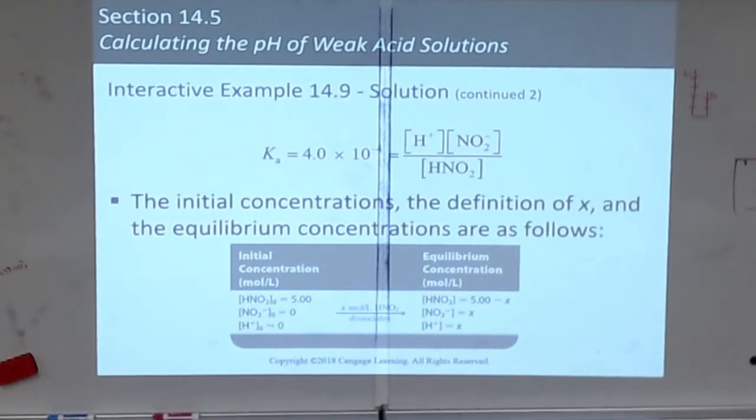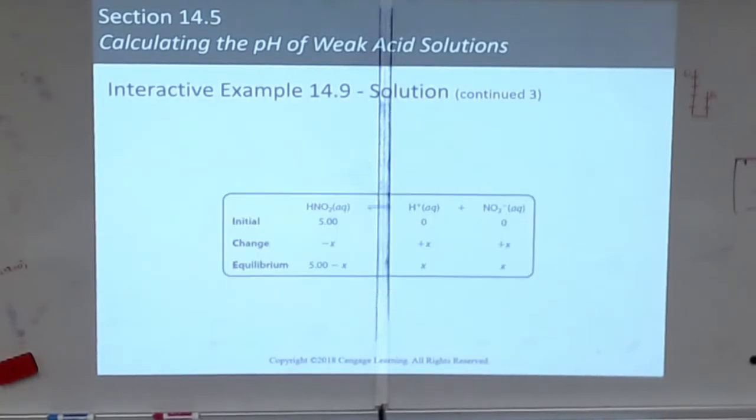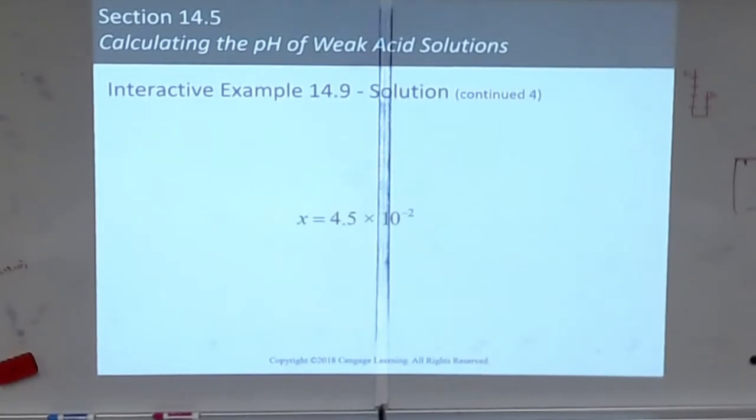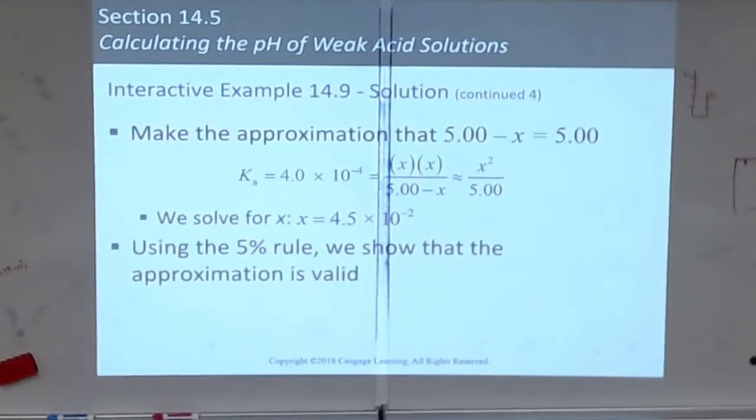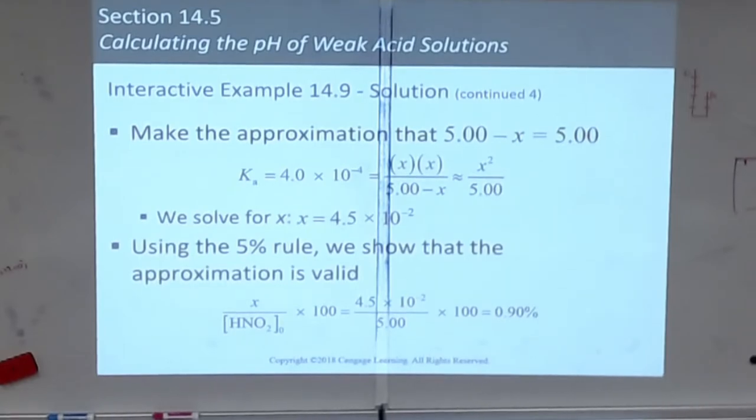Everybody got an answer for me? We did a little ICE table. So we should have gotten that the hydrogen ion concentration is 4.5 times 10 to the minus 2. Did we all get that? Yes. Fantastic. You guys are going to do really well. Now, that step's done. Now we're going to move to the next step.